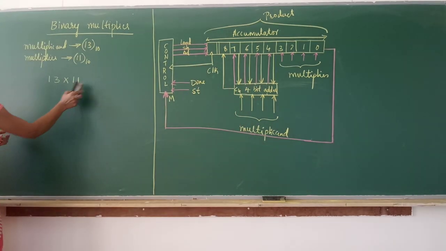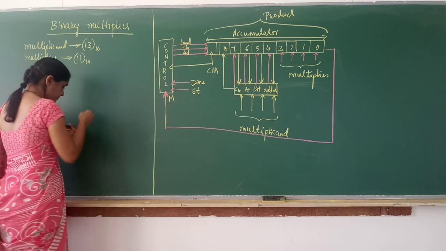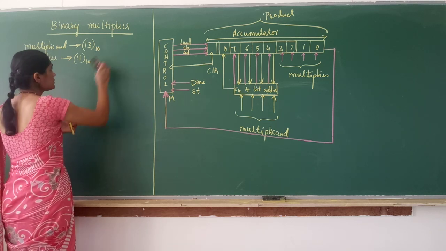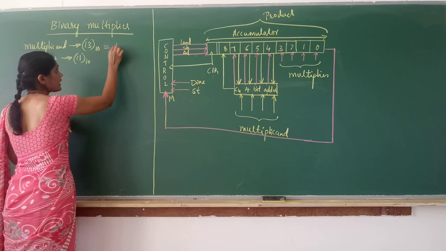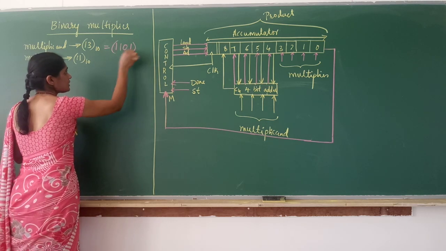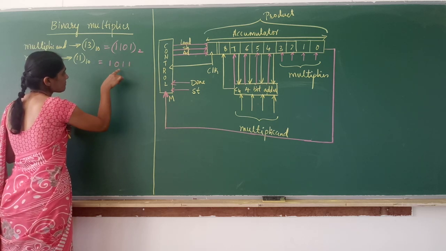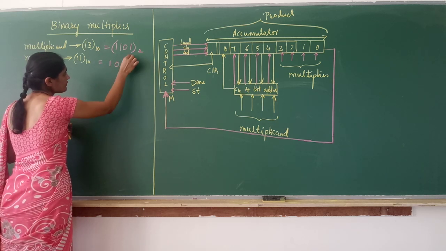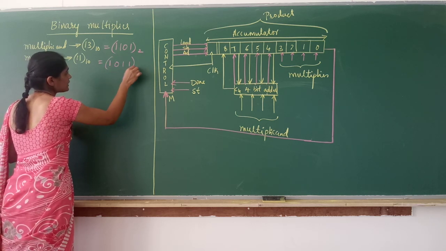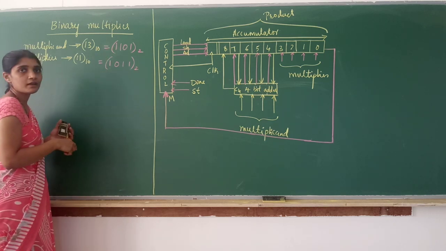For binary multiplication, we need to write the multiplicand and the multiplier in binary. So how do we write 13 in binary? 13 in decimal is equivalent to 1101. That is 13 in binary. Same, 11 in binary will be written as 1011. Yes, 11, correct? 8421. So this is the binary equivalent value of 13 and this is the binary equivalent value of 11.